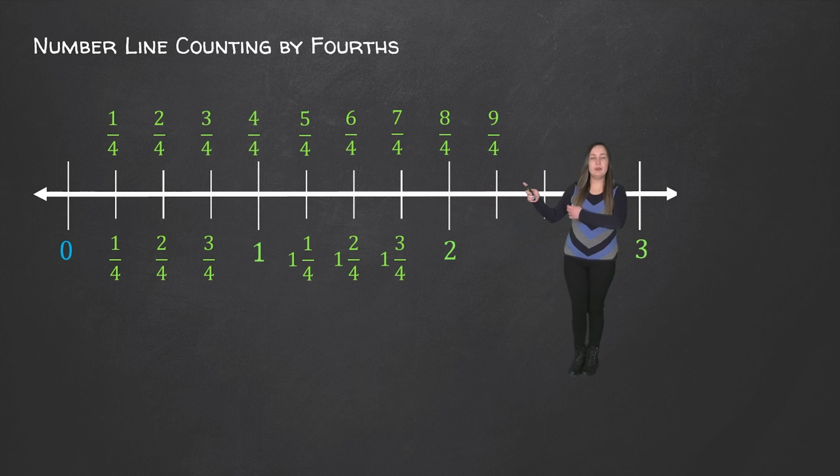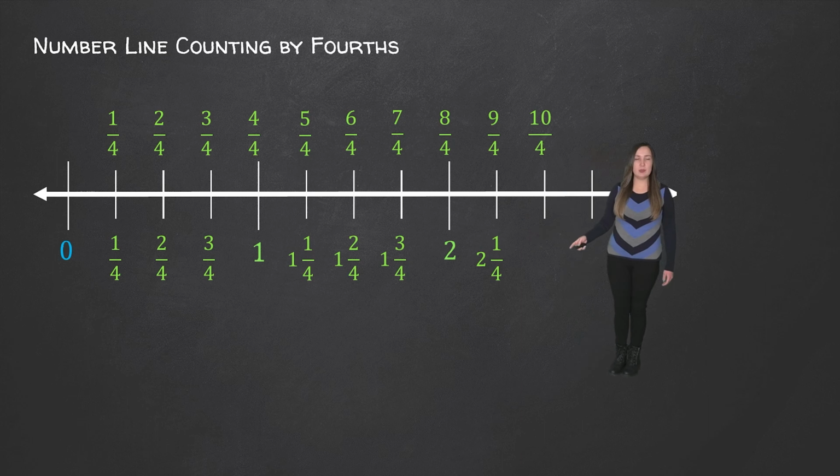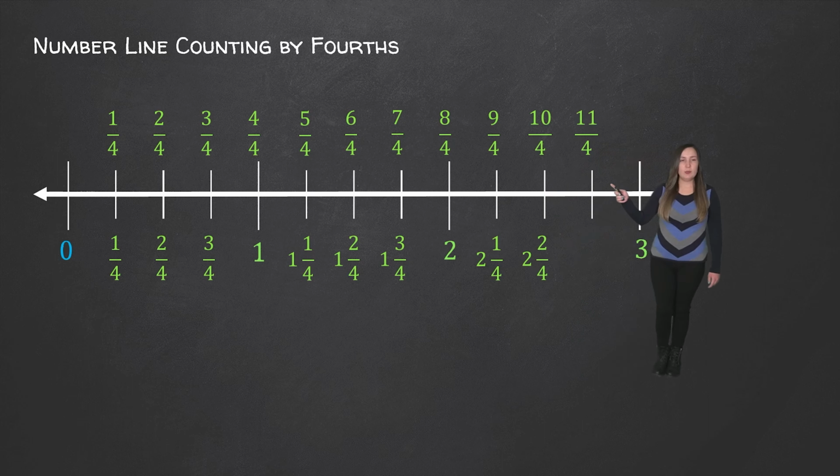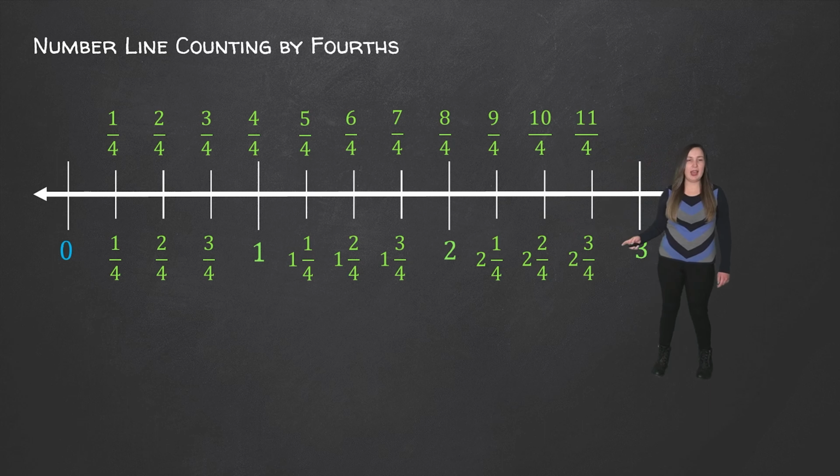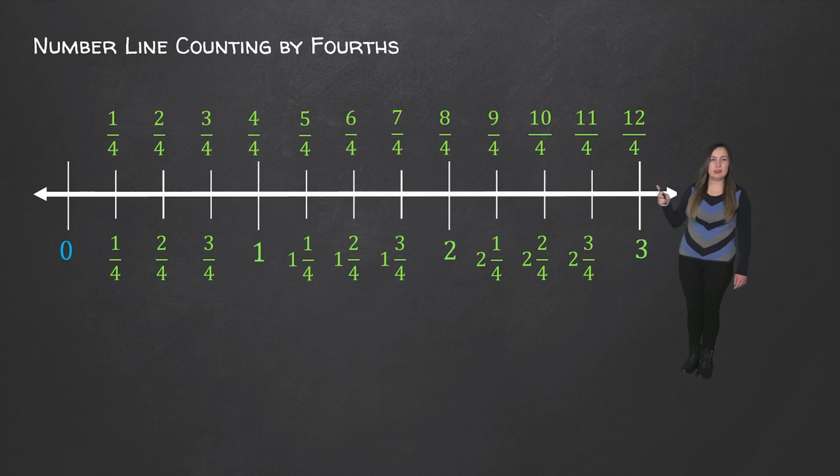Then we have 9/4, which is an improper fraction that can be written as 2 and 1/4. Then we have 10/4, which can be written as 2 and 2/4. Then we have 11/4, which can be written as 2 and 3/4. And then we have 12/4, which can be written as 3.